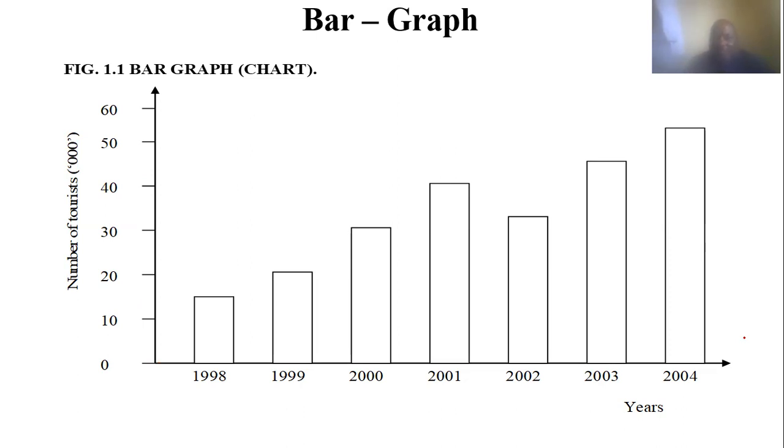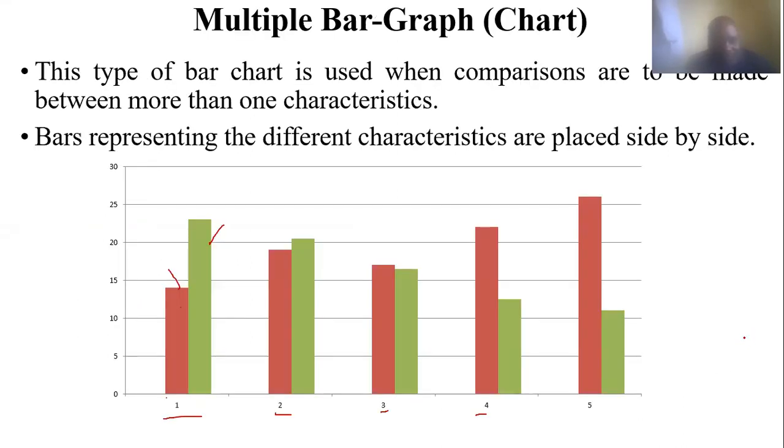The other type of bar graph is what we call multiple bars. Multiple bars are a type of graph used when comparisons are made between more than one characteristic. Bars representing different characteristics are placed side by side. So we have two bars representing a given characteristic. For example, here we have characteristic 1, characteristic 2, each with two bars, then characteristic 3, category 4, and category 5.